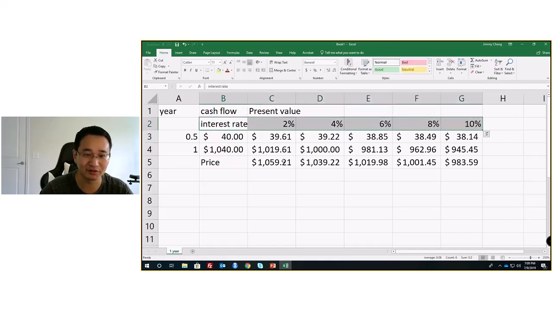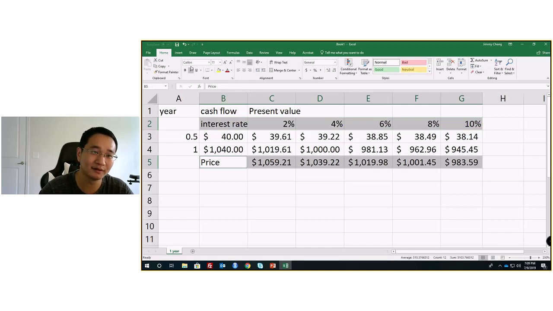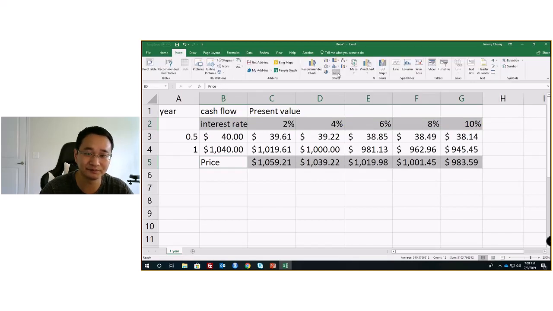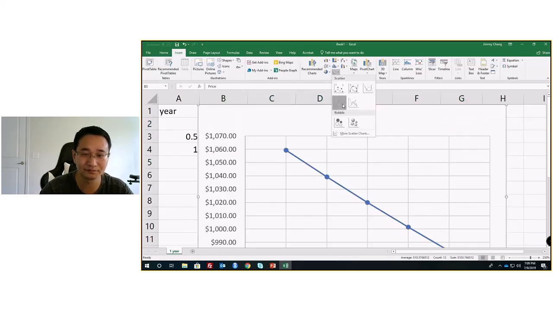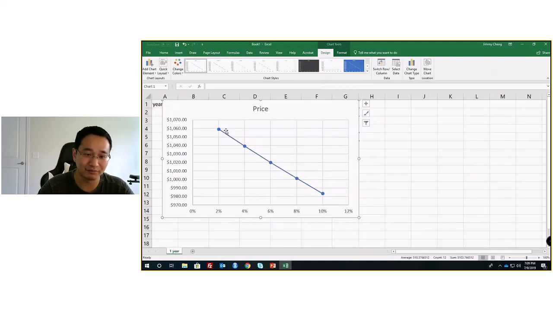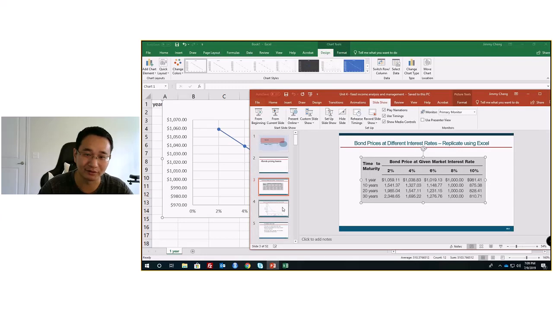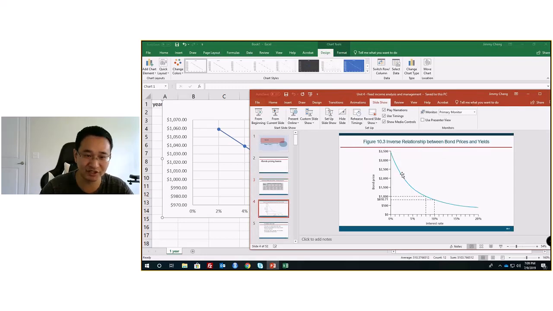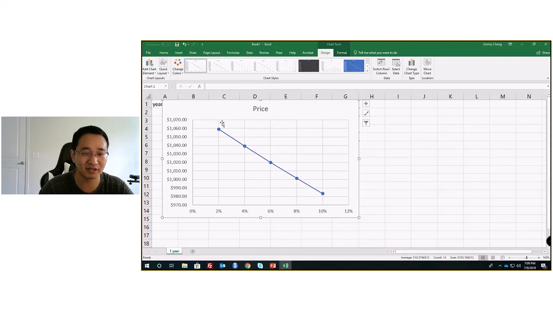And then we can just plot those two. Insert. Just plot those two to get the relationship between the price of the bond and the interest rate. So that's what they do here. They have some curvature because we only did a 1 year bond. For a 1 year bond, the curvature would be less compared with long-term bonds.